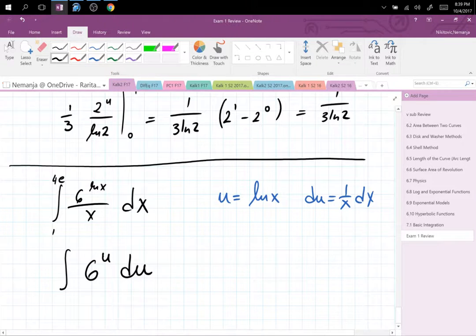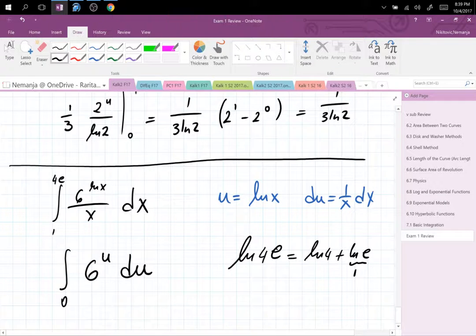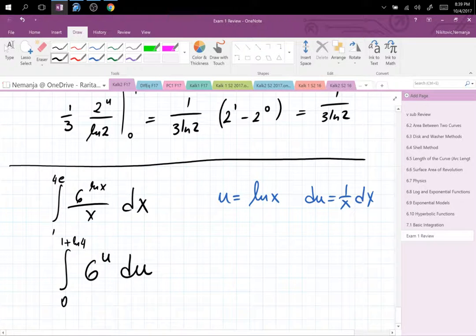Now we change limits. 1 plugged in for x, we get ln of 1, which is 0. And when we plug in 4e, we have ln of 4e. We can split this into ln 4 plus ln e, and this part is 1, so it's 1 plus ln 4. So that was a little transformation there.